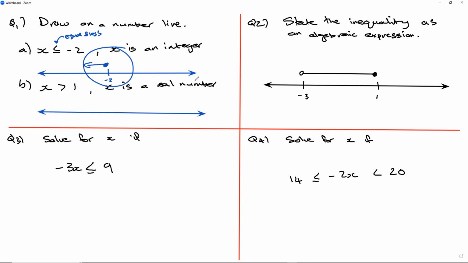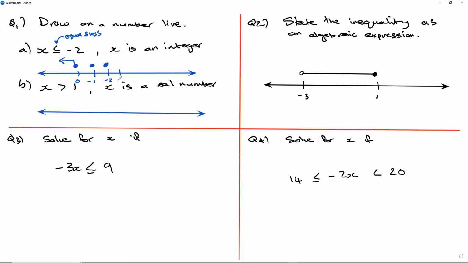It would be like this if it was a real number, but it's an integer, which means that we have to put a dot on every number before that. Maybe one or two or three dots, and then an arrow to indicate that it continues like that. Left.